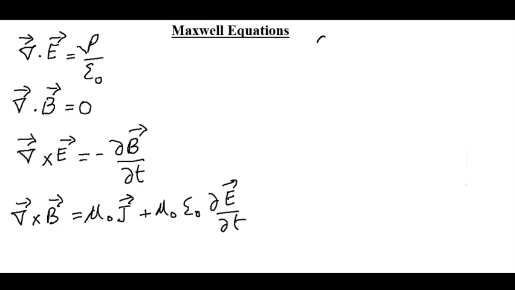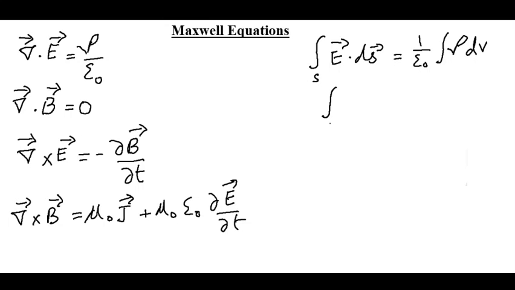be written as surface integral of electric field is equal to 1 over epsilon naught times the volume integral of charge density. This is the integral form of first Maxwell equation. Integral form of second Maxwell equation can be written as closed surface integral of magnetic field is equal to 0.